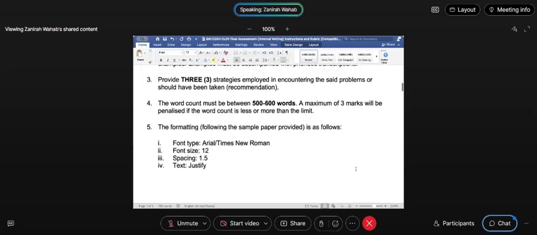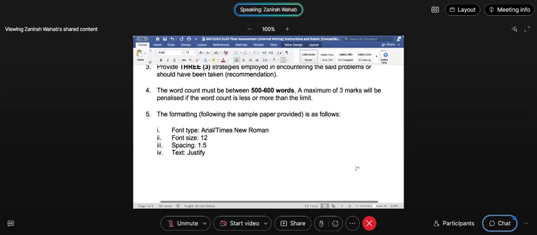So the word count must be between 500 to 600 words, so that ideally it should be a page and a half. I don't want you to ramble much, but rather for you to read.